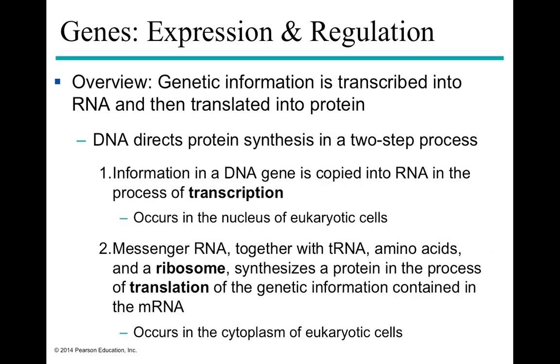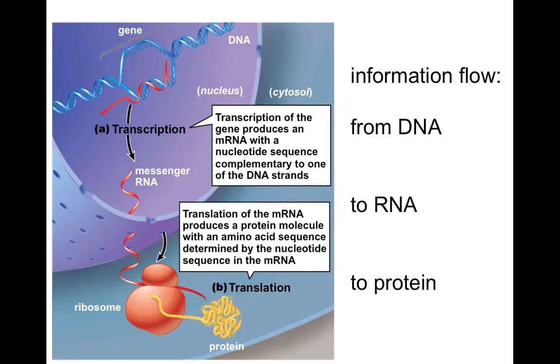All right, so we have 2 major processes from which we get protein from DNA. The first is that we have to copy DNA into RNA. That's called transcription. And it's called transcription because we are transcribing in the same language. We're still in the language of nucleic acids. And again, this happens in the nucleus. After that, we have the process of translation. The process of translation occurs in the cytoplasm, and we are changing the language. We are going from nucleic acids to amino acids.